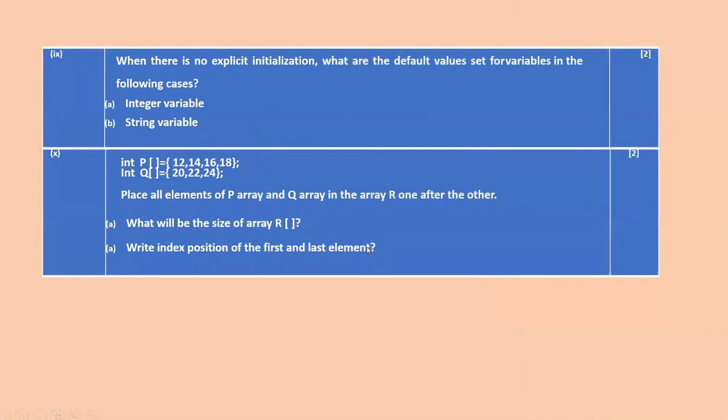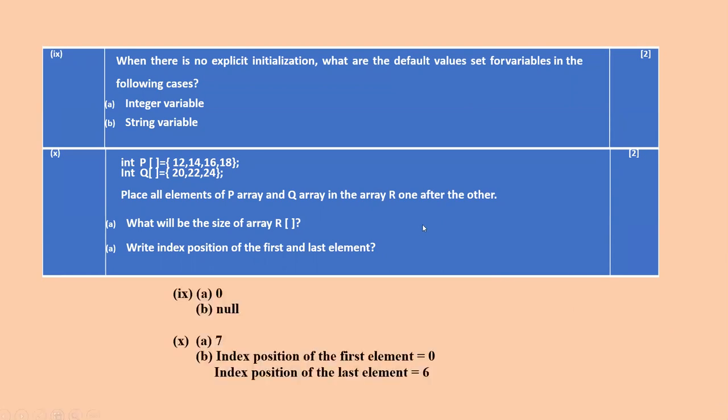Next question. There are two sets of questions put together. When there is no explicit initialization, what are the default values set for variables in the following cases? Integer variable, string variable. Second question, the 10th question actually. int P[] = {12, 14, 16, 18} and int Q[], both integer arrays, {20, 22, 24}. Place all elements of P array and Q array in the array R one after other. What will be the size of the array R? Write the index position of the first and the last element.